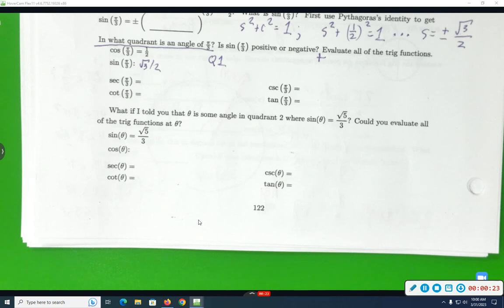Here's a question. Suppose I tell you that you have some angle which sits in quadrant 2 on this picture, and suppose the sine of this angle is the square root of 5 divided by 3. You can get a decimal approximation for root 5 divided by 3, but if you do that, you'll lose lots of information and all of your other answers will be off. Let's find all of the trig functions of this angle: cosine, secant, cosecant, tangent, cotangent.